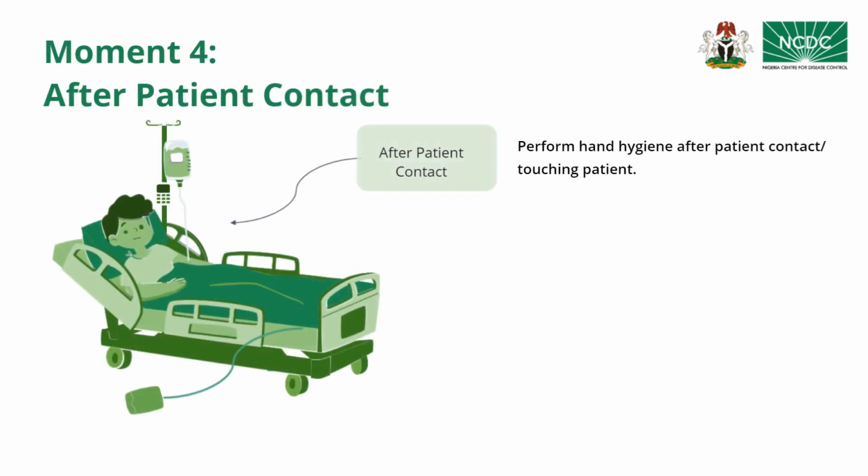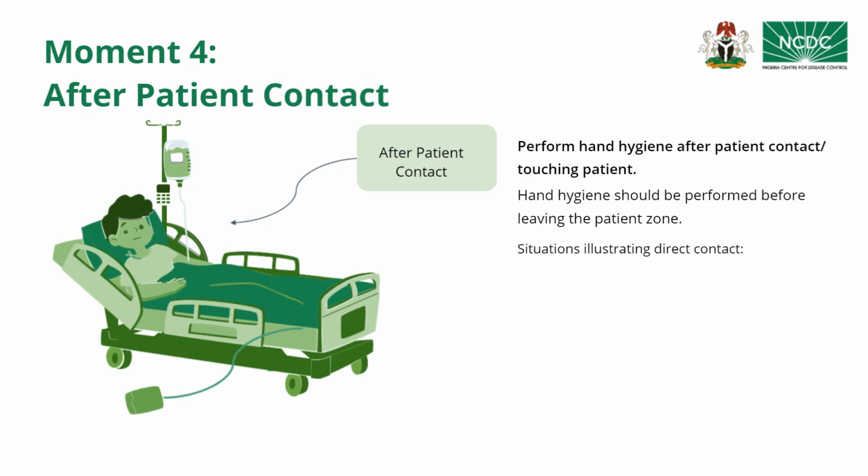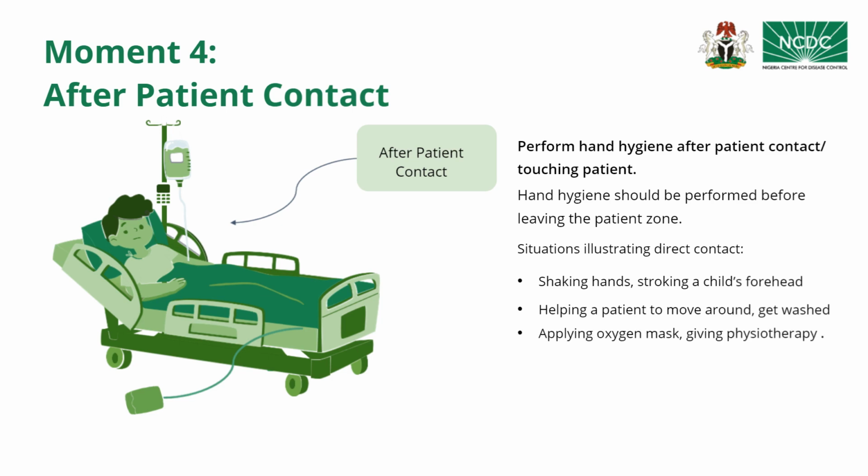Perform hand hygiene after patient contact. Hand hygiene should be performed before leaving the patient zone. Direct patient contact can occur in situations such as when shaking hands or stroking a child's forehead, helping a patient to move around or get washed, applying oxygen mask or giving physiotherapy, taking pulse or blood pressure, or performing chest auscultation, and during abdominal palpation or recording ECG.